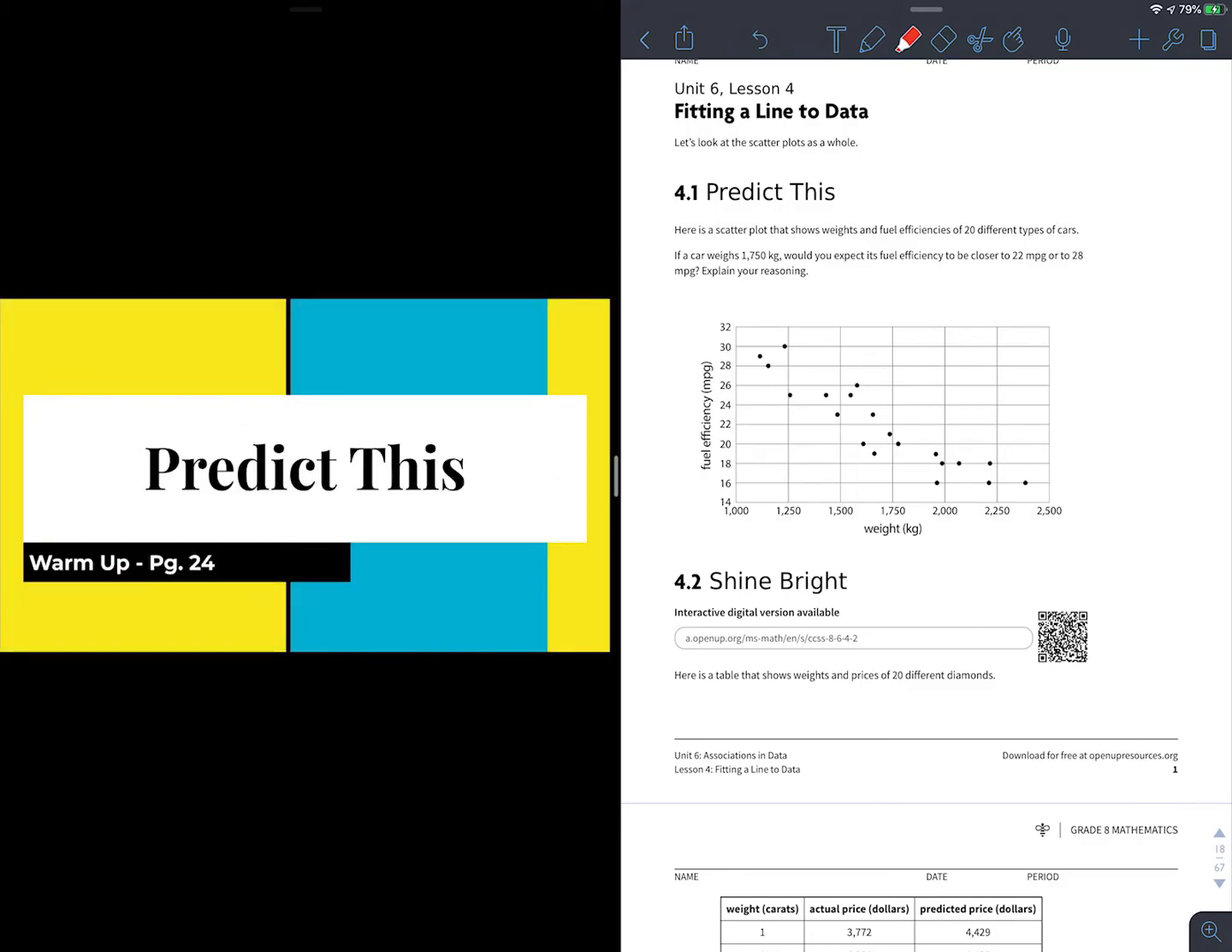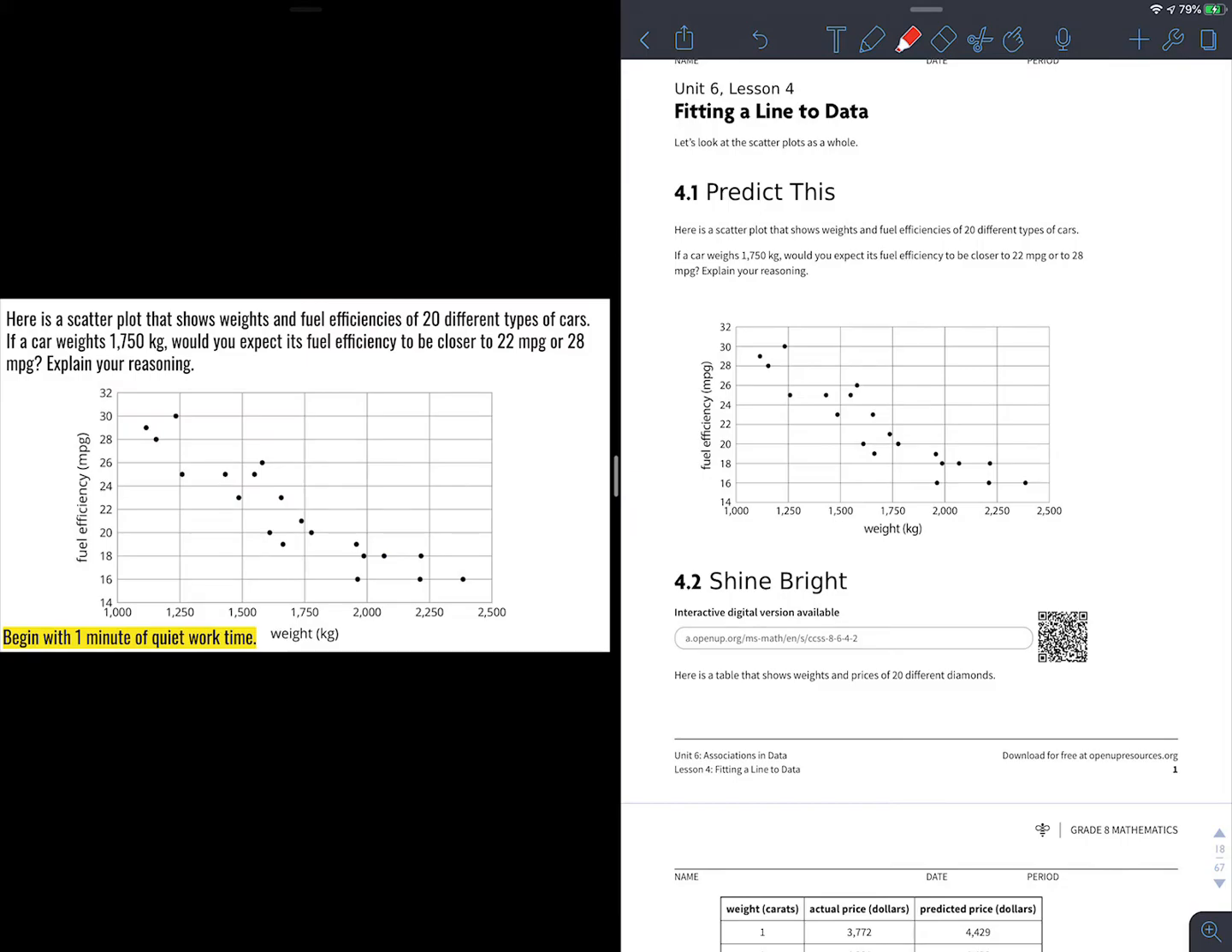So we're going to start with a prediction. We're looking at a scatter plot that shows the weights and fuel efficiencies, which we talked about in the last lesson, of 20 different types of cars. If a car weighs 1,750 kilograms, would you expect its fuel efficiency to be closer to 22 or 28 miles per gallon? Explain your reasoning. Take some time, write down a response, and then be ready to listen to the conversation.